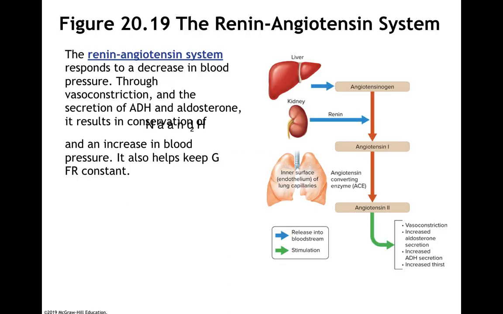So the renin-angiotensin system responds to decreases in blood pressure. Then through vasoconstriction, secretion of ADH and aldosterone, that helps to conserve sodium and hydrogen ions, and that helps to increase blood pressure. It also helps to keep the GFR constant.